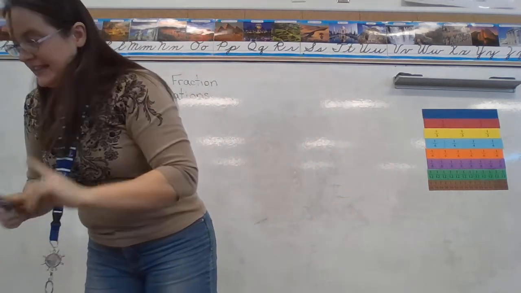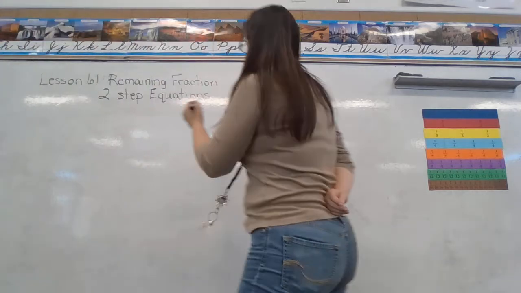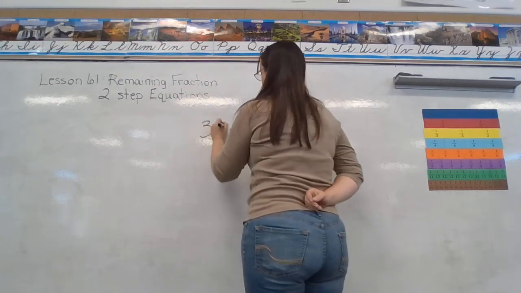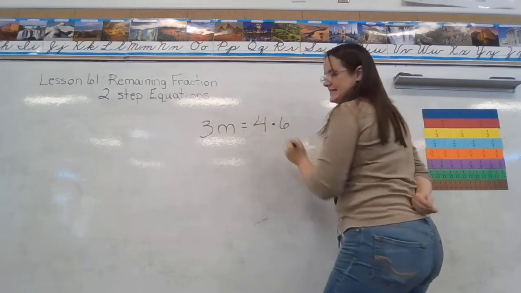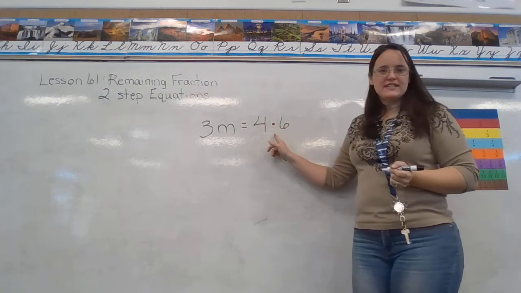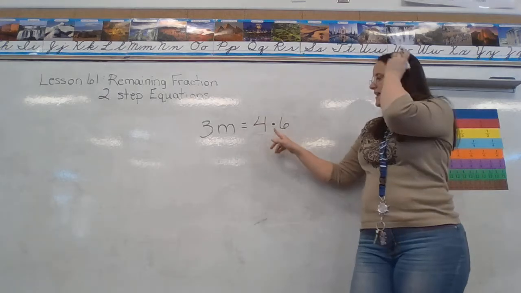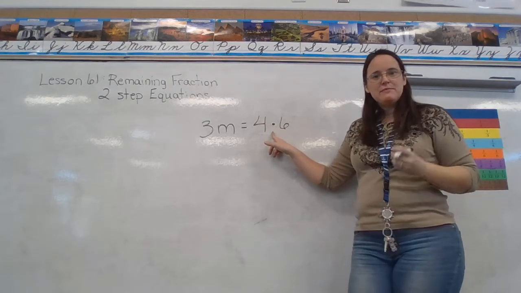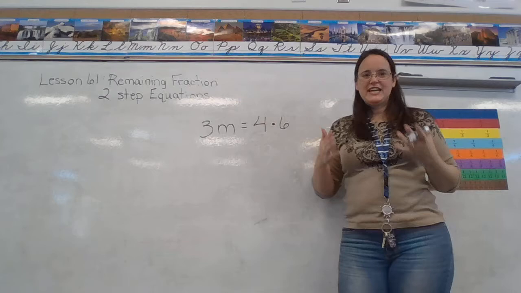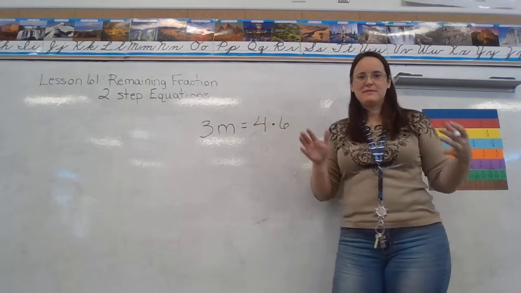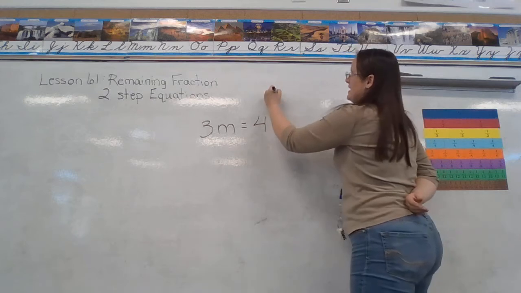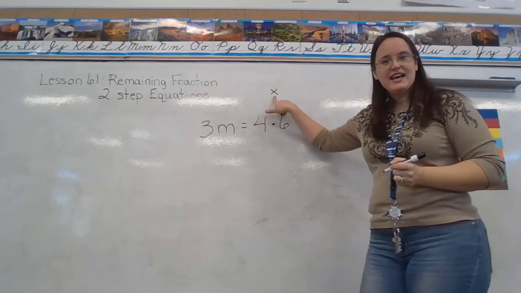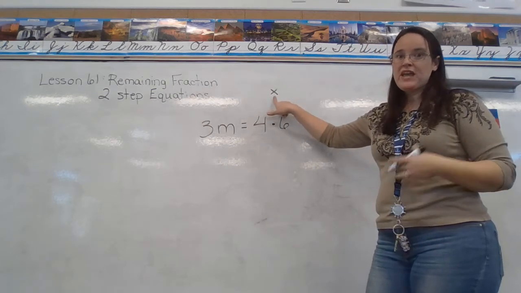All right, our next example is 3m equals 4 times 6. And I'm not sure if this has been in our book before. This little dot here might be new for you. We call this notation. Notation is just how mathematicians write things. You guys are used to seeing this as our multiplication symbol.